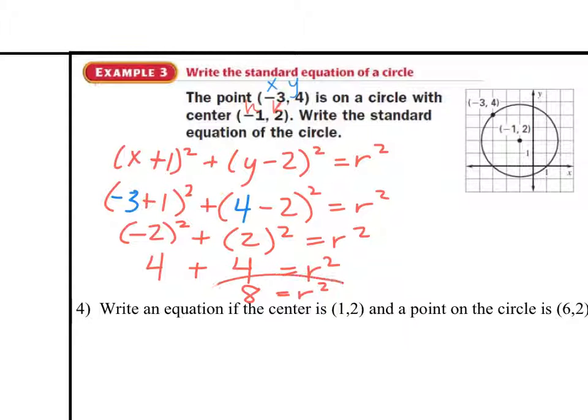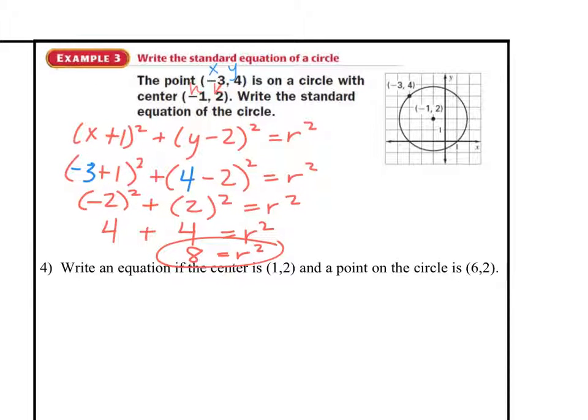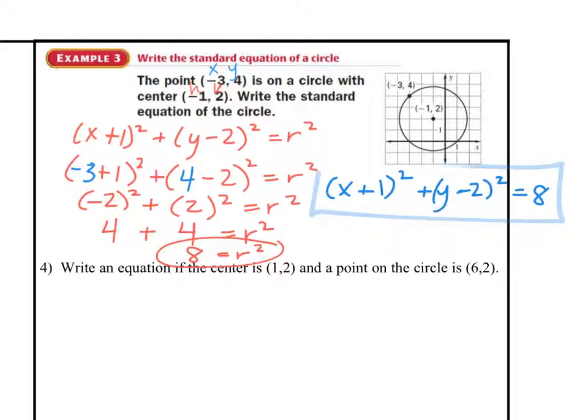Now you could take the square root to figure out the radius or not. You don't really need that because to write the equation all you need is r squared. So now you should be able to write your equation. x plus 1 squared plus y minus 2 squared equals radius squared, which is 8, as we just learned. Because your center was at -1, 2. That will be your final answer.